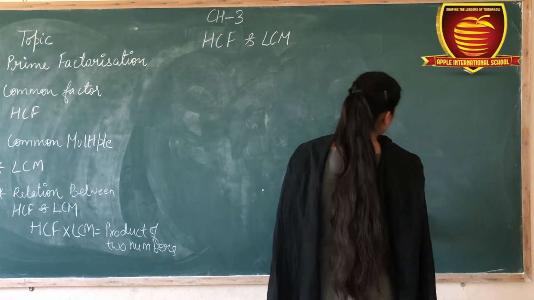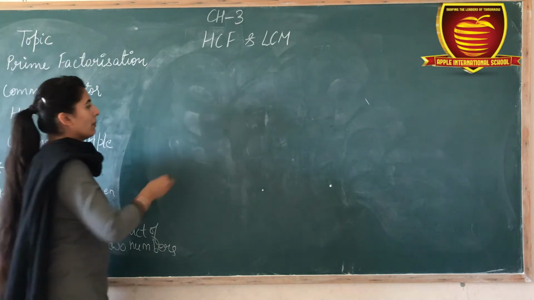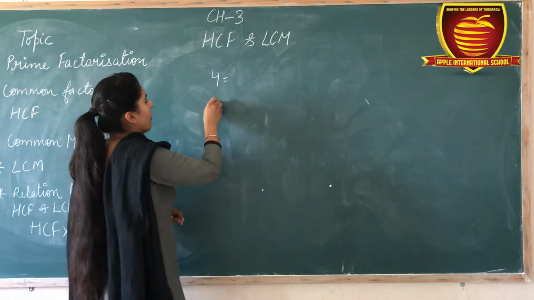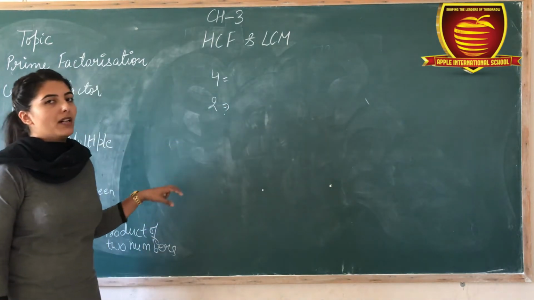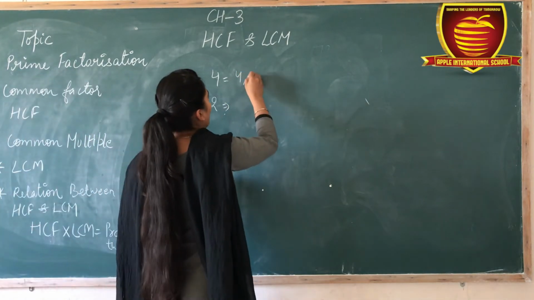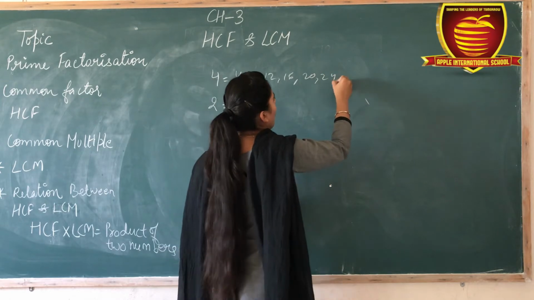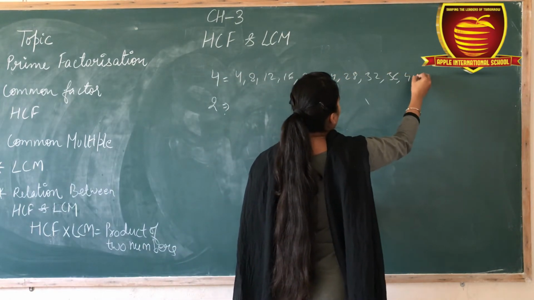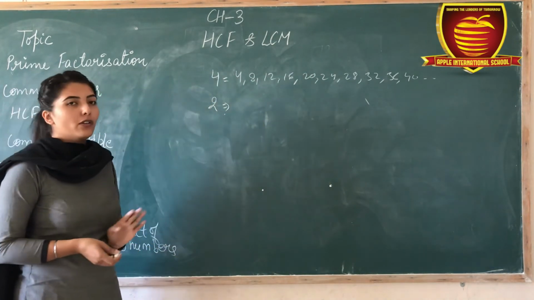For common multiples, first write down the multiples. Means write down the multiples of 4 and write down the multiples of 2. All the numbers that are coming in these tables are the multiples of number 4. For example, 4, 8, 12, 16, 20, 24, 28, 32, 36, 40 and so on. These are all multiples of 4.